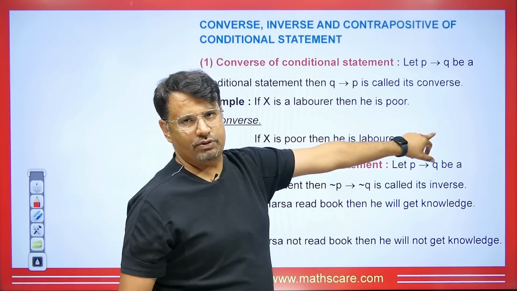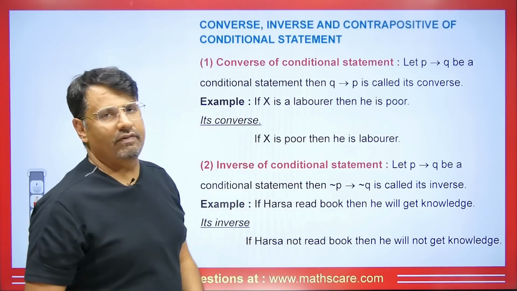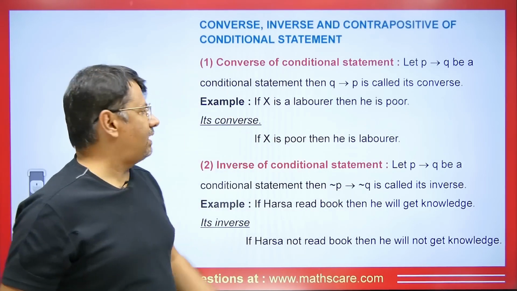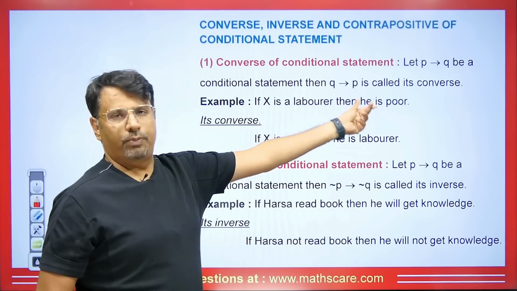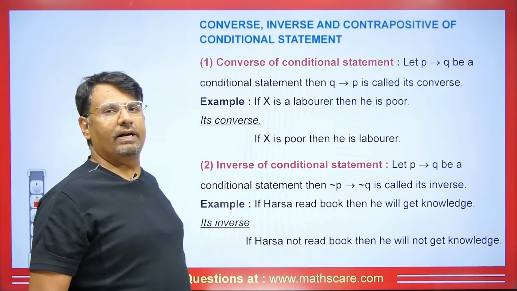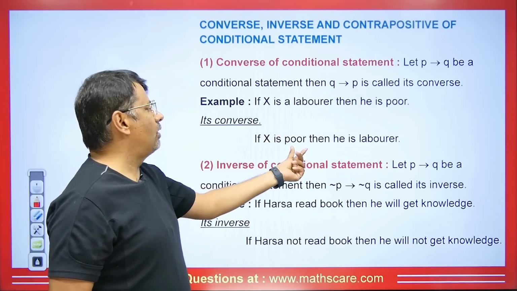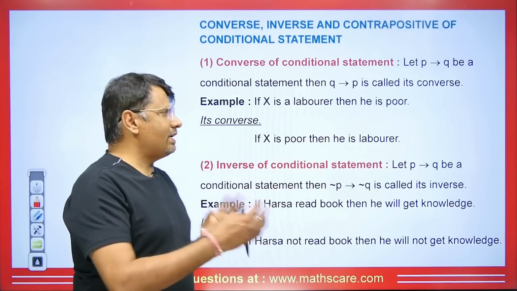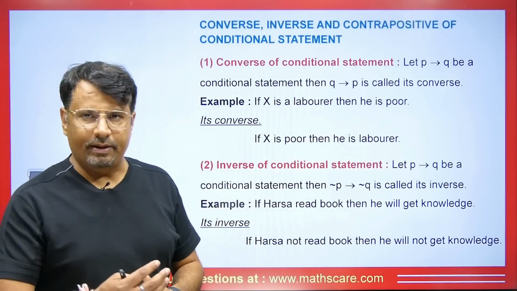It will be Q implies P. So this is called a converse statement. Let's understand this with an example. If X is laborer, then he is poor. So what will be its converse statement? It will be if X is poor, then he is laborer. So this will be its converse statement, right?